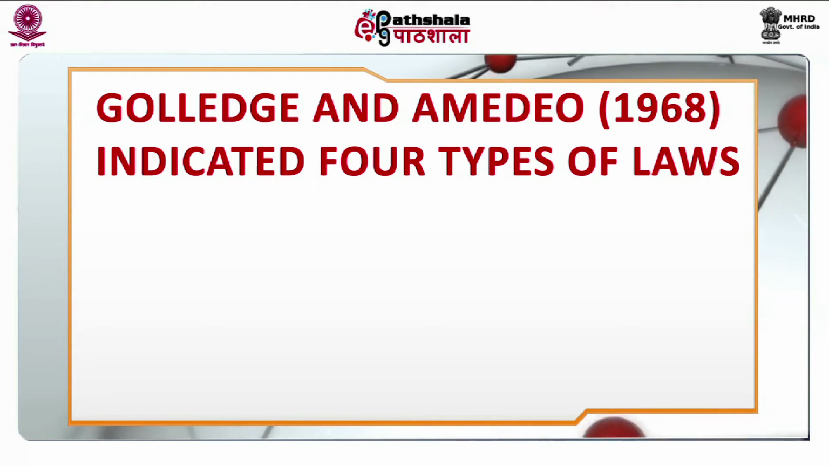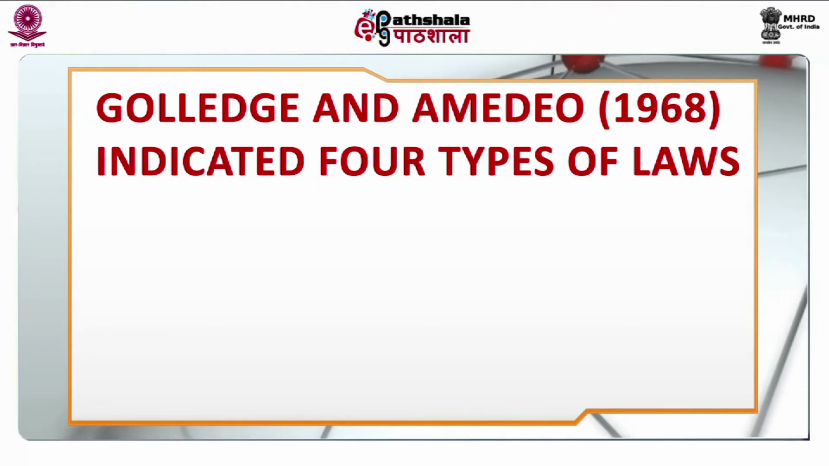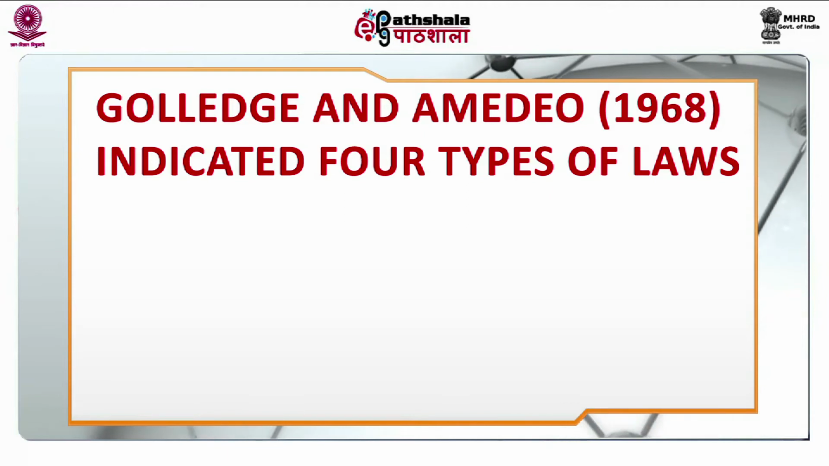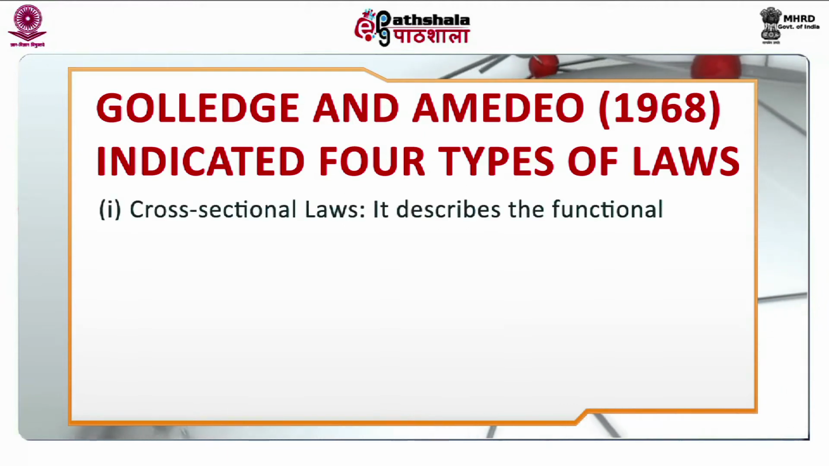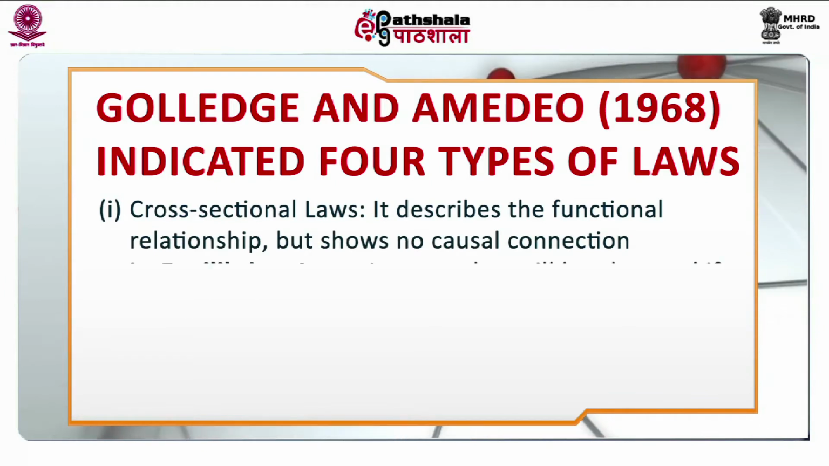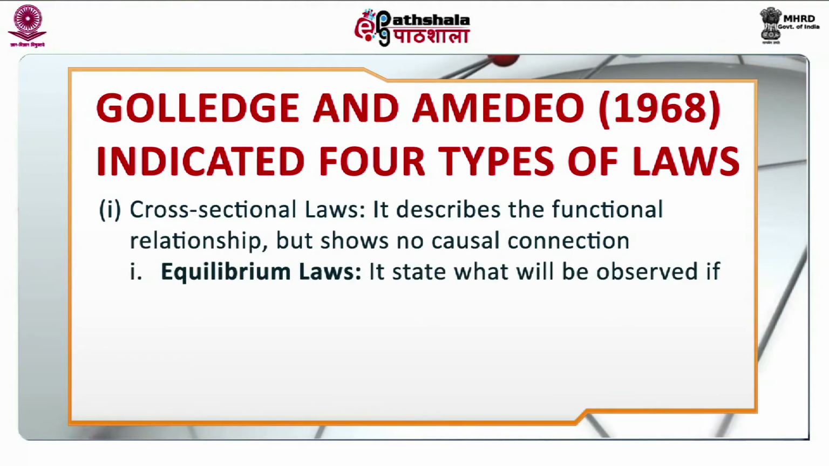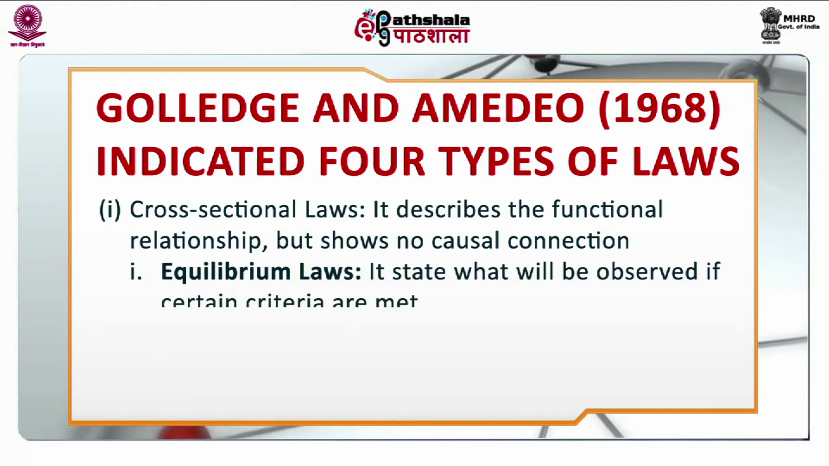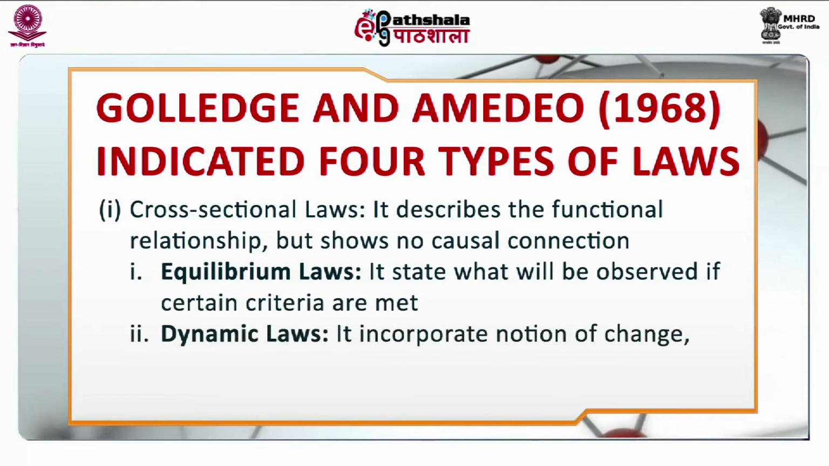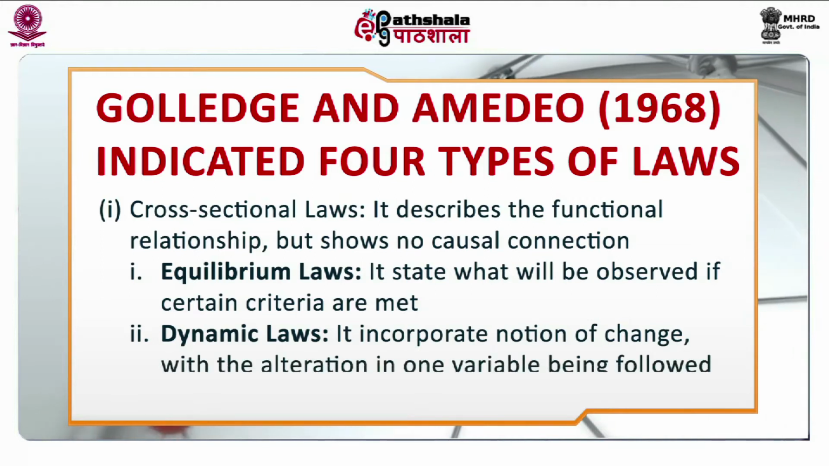Harvey and Amedeo in 1968 indicate 4 types of laws which have relevance for human geographers. First, the cross-section law. It describes a functional relationship but shows no causal connection. Second, the equilibrium law. It states what will be observed if certain criteria are met. And third is the dynamic law.